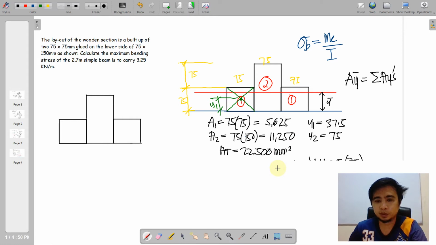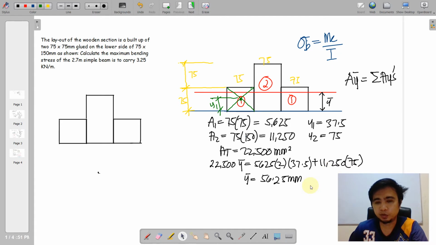Then we write this formula: the total area times y bar is equal to 5,625 times 2, since there are 2 area 1, times y1, 37.5, plus 11,250 times 75. And we will come up with a value of 56.25 millimeters. It is important to note that 56.25 is referred to your reference line here, the blue line.